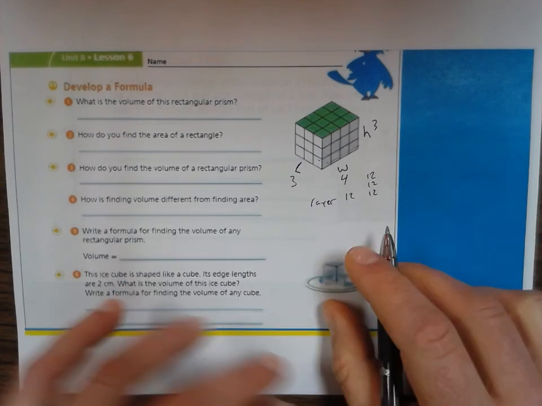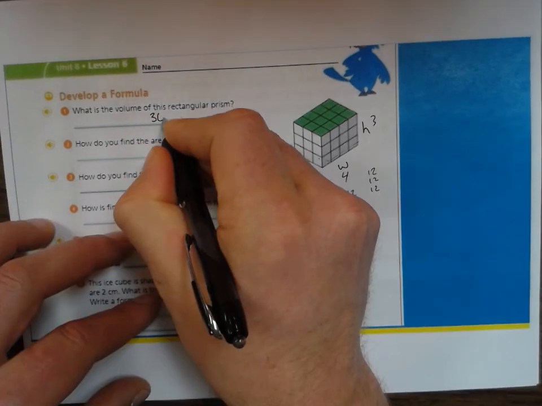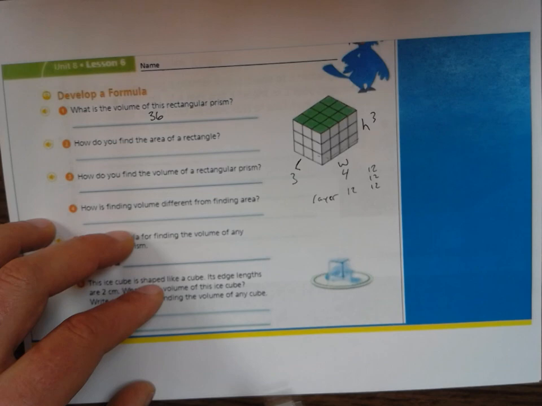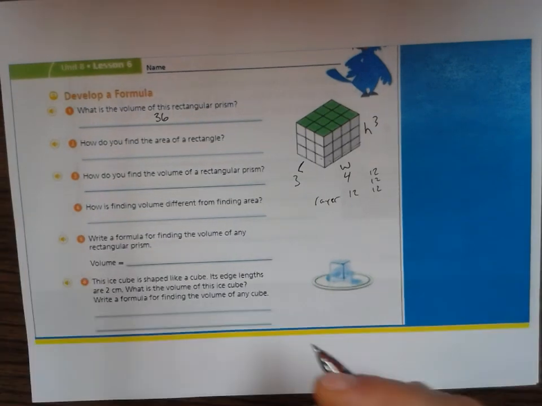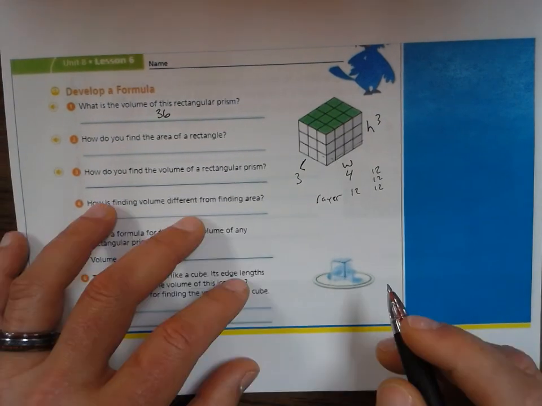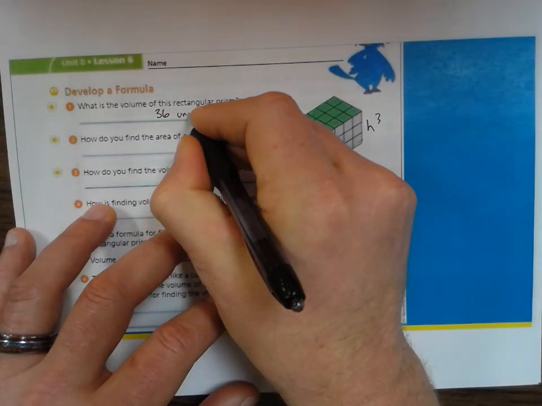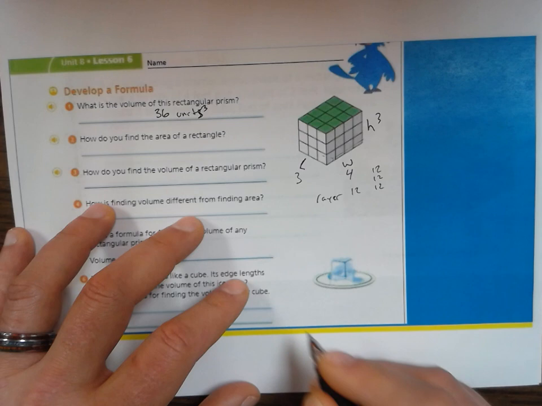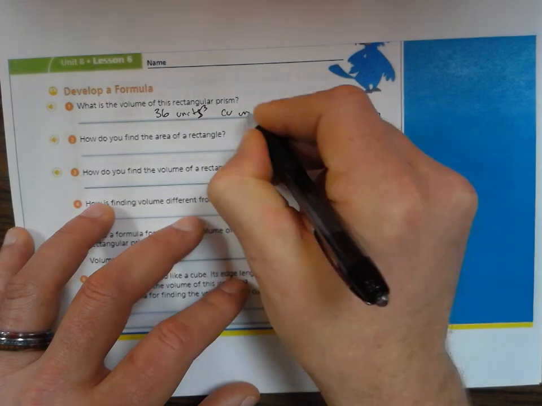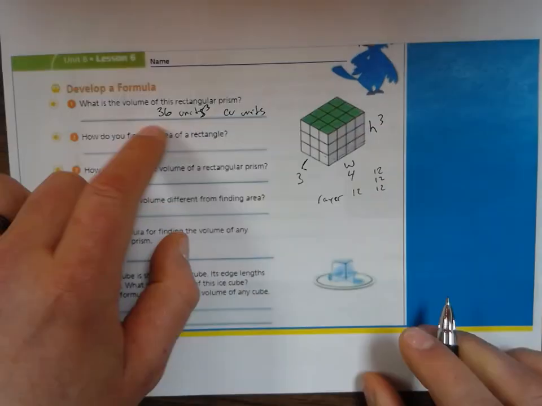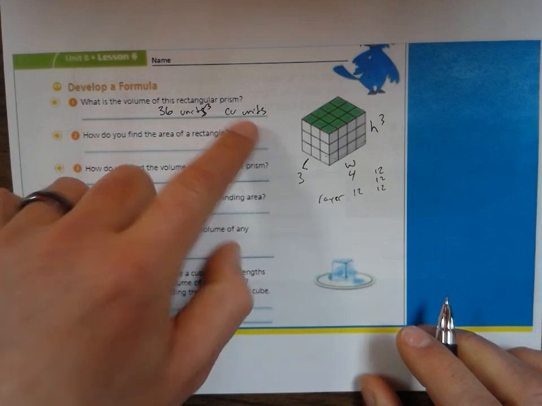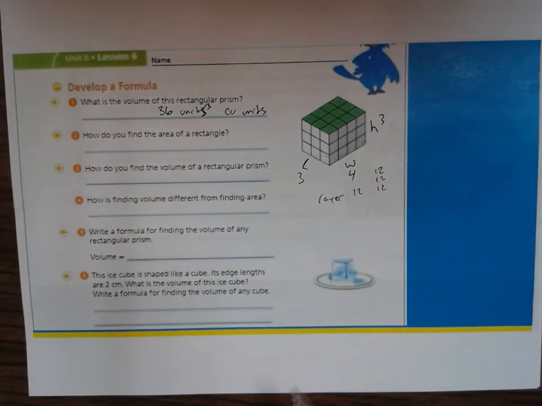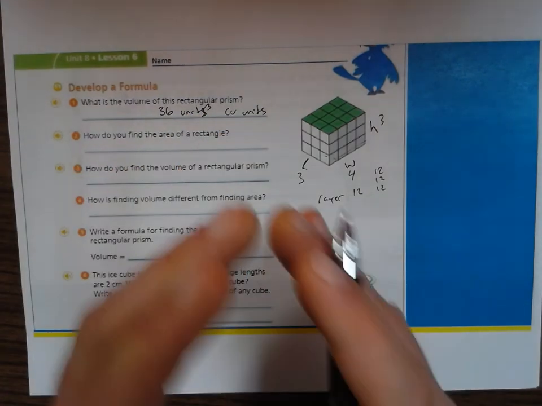Now they did not give us any measurements, whether it was inches or centimeters. So we need to put units cubed, or we could have said cubic units. So 36 units cubed or cubic units. We have to put that in there because it can't just be 36. It's not a linear measurement. It is volume again, so we have to always include that.